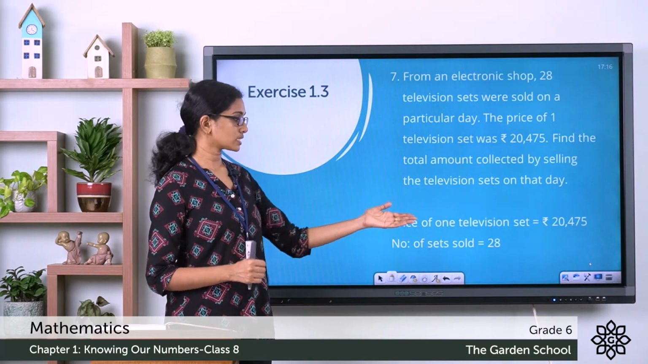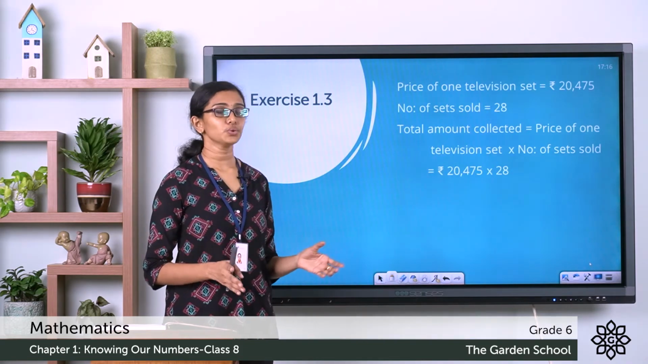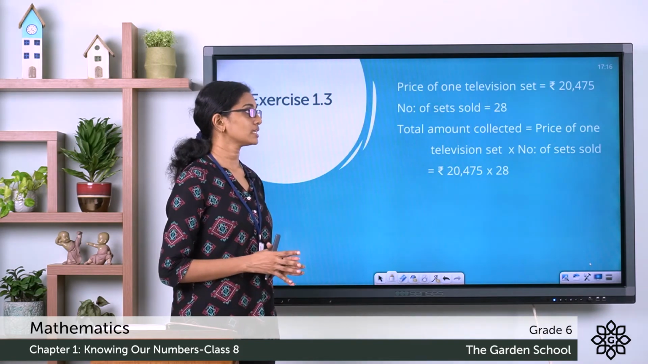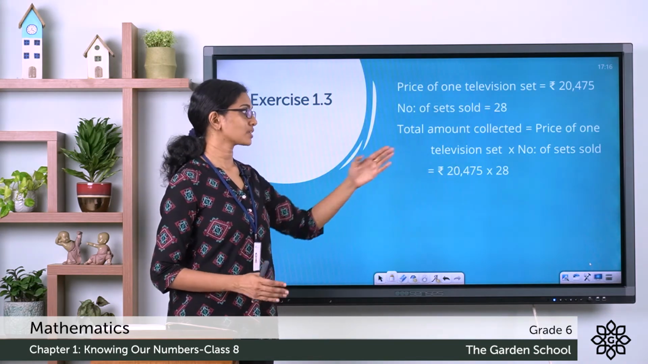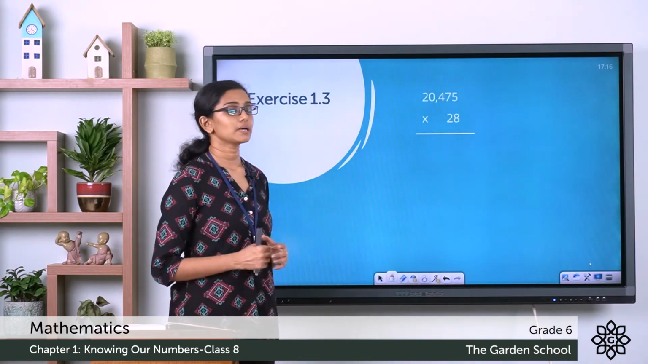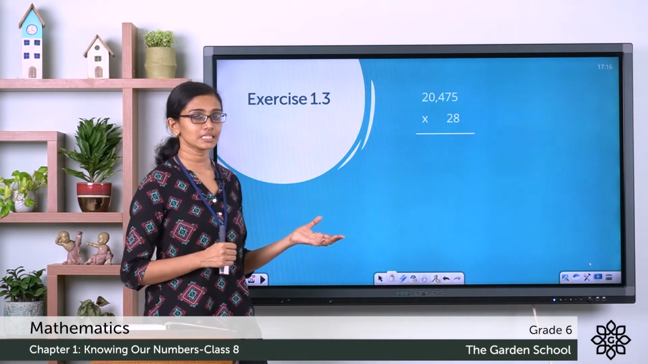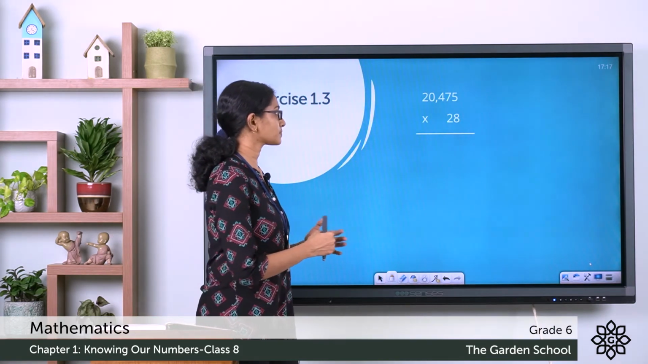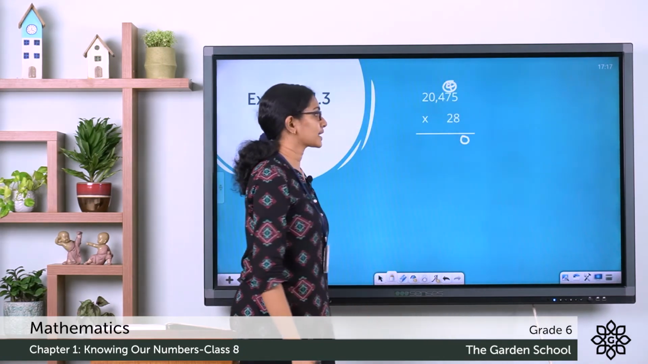So, number of sets sold is equal to 28, and the total amount collected is equal to the price of one television set into the number of sets sold, that is 20,475 into 28. You need to do this multiplication in your working column. I have written the numbers in the proper places. Let's see the multiplication. 8 5s are 40, carry over 4 to the next place.